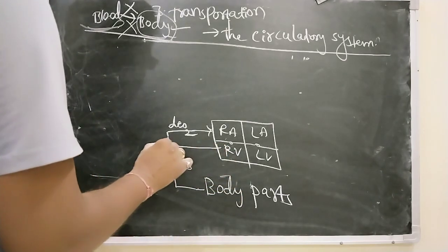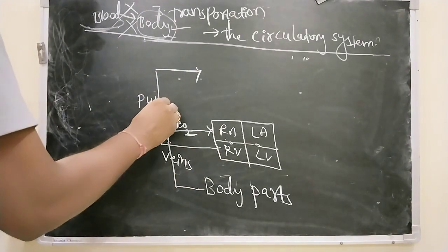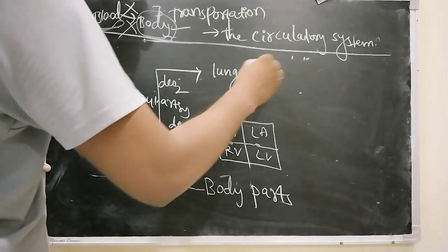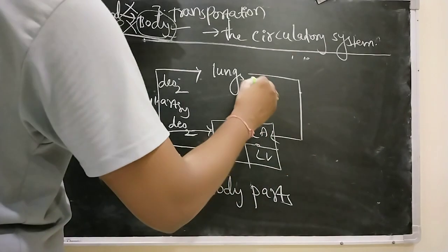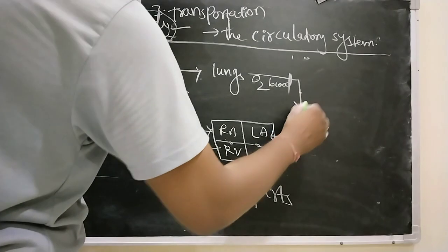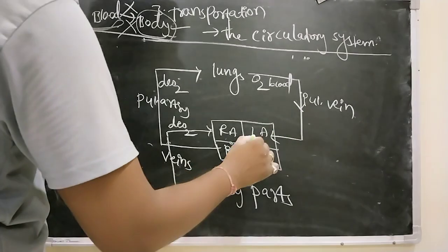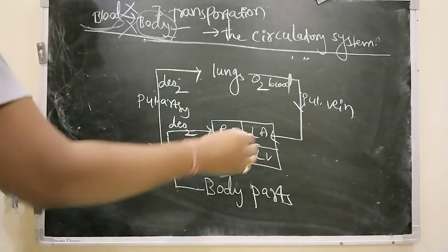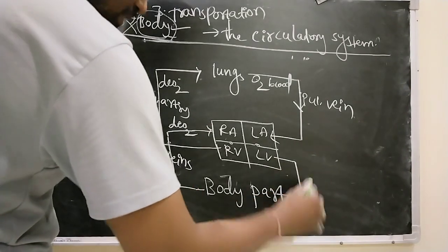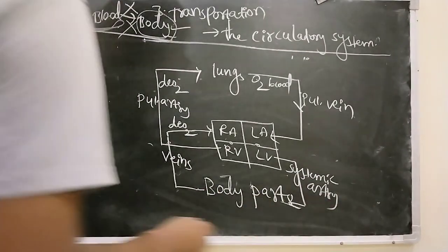From the right ventricle, the pulmonary artery carries this deoxygenated blood to the lungs. In the lungs, deoxygenated blood is converted into oxygenated blood, and this is collected by the pulmonary vein and given to the left auricle of the heart. From the left auricle, oxygenated blood enters the left ventricle. From the left ventricle, through the systemic artery or aorta, oxygenated blood is supplied to body parts.